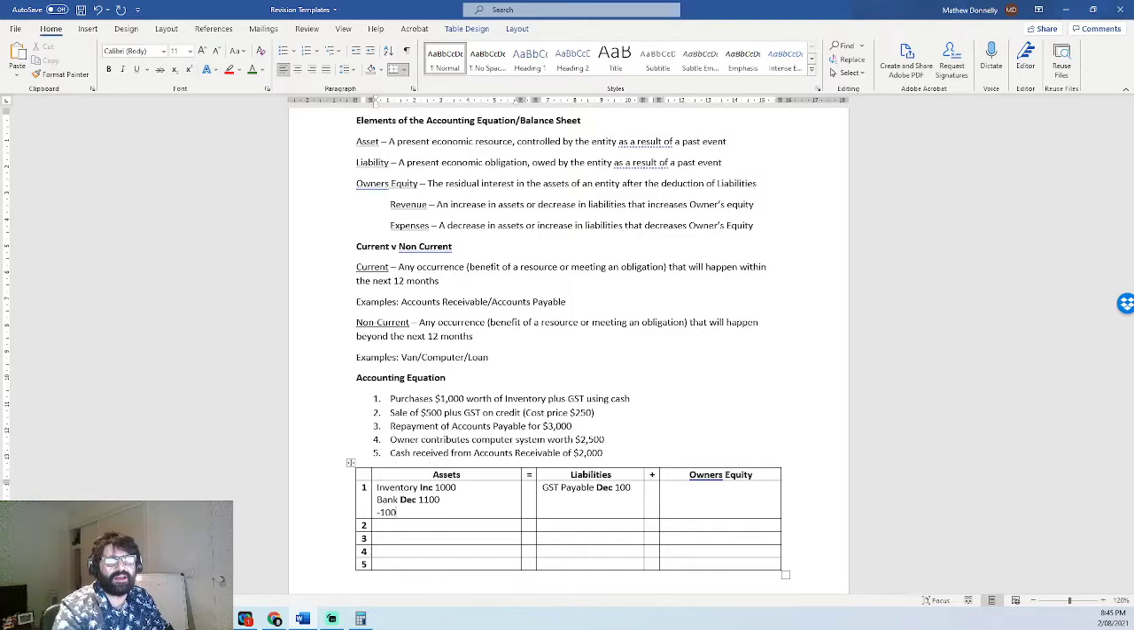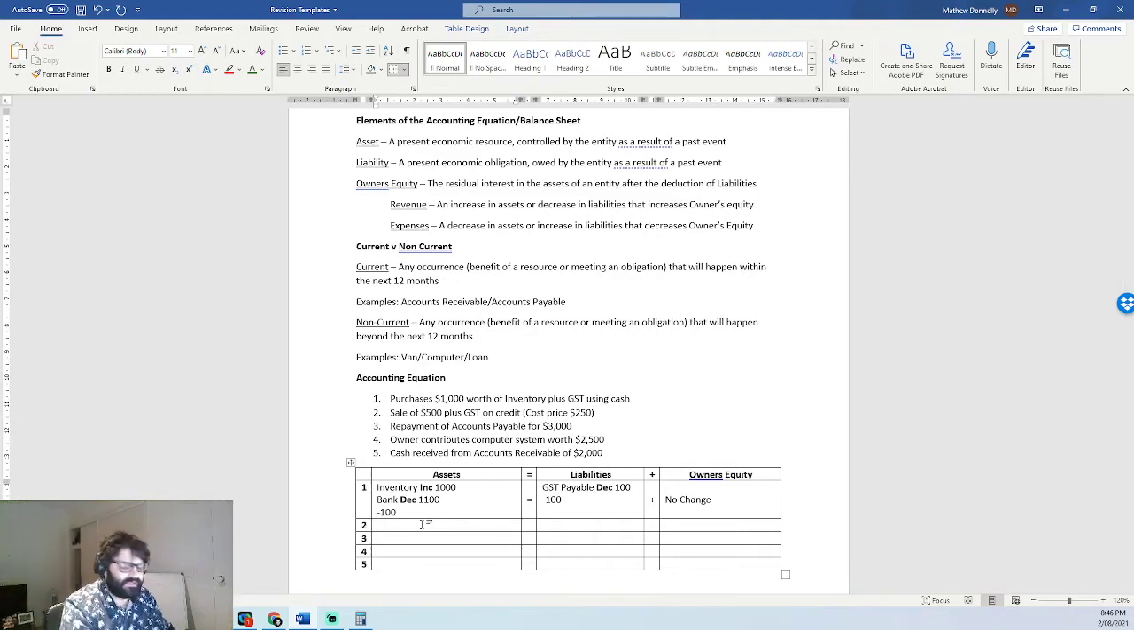So we'll go negative 100, and we see the net result here is also negative 100. And we see that, yes, this indeed balances. And then if there's no change, we just write no change. And so negative 100 equals negative 100 plus 0. There's your answer. Number 2, the sale of 500 plus GST on credit.